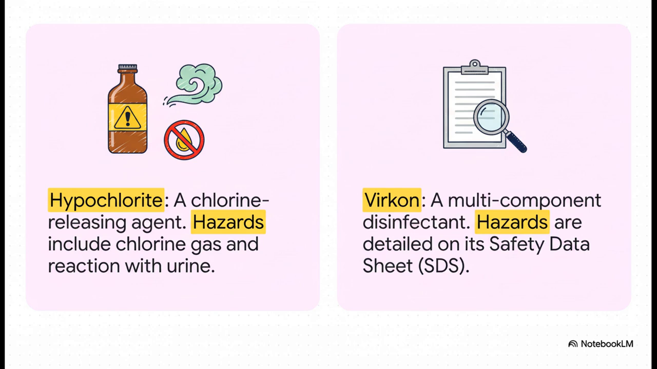So just to quickly compare the two, hypochlorite is your classic chlorine-releasing agent with those specific hazards we talked about, the gas and the reaction with urine. Virkon is a different class of disinfectant altogether. But honestly, the most important takeaway for any chemical agent is this: always consult the manufacturer's safety data sheet. That's your go-to for all the detailed handling and safety info.